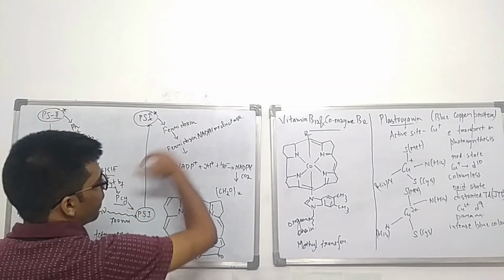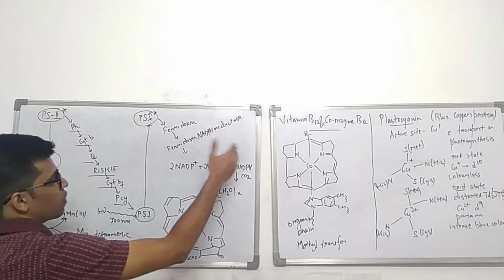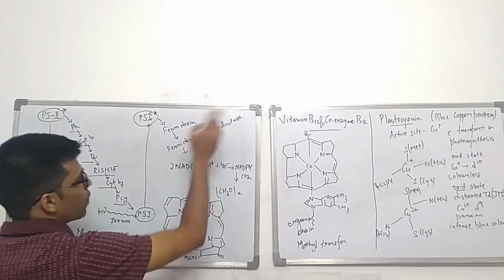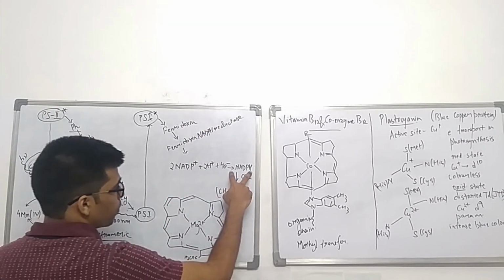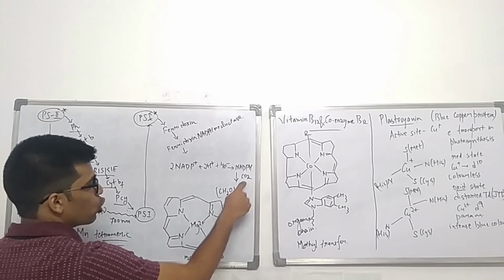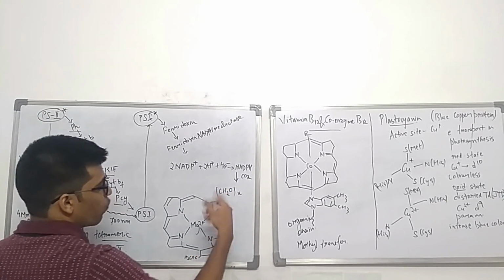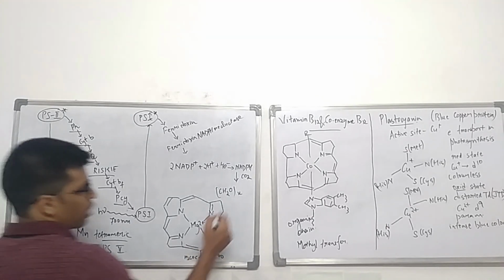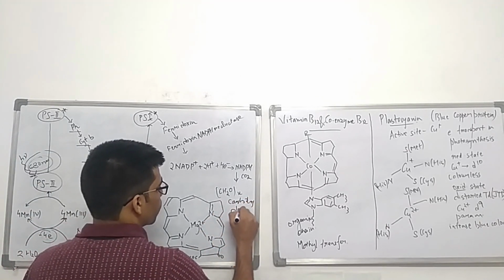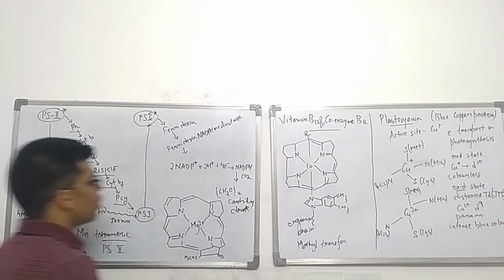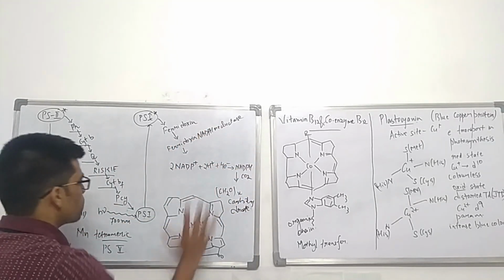Now from ferredoxin, the electrons are further transferred to ferredoxin NADP+ reductase, which reduces NADP+ to produce NADPH, which combines with CO2 to produce the carbohydrate which we get. So this is actually the carbohydrate which is produced. Okay, fine. So not many questions have come from this part.